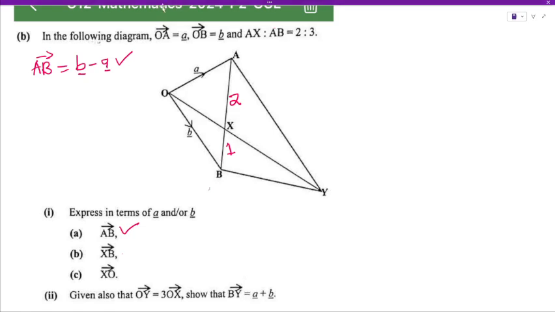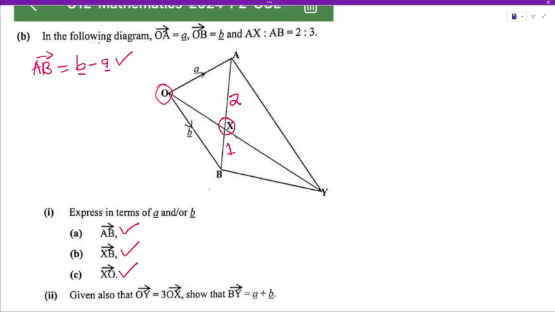Okay, we now go to the second last question, which is asking us to find... So we have found xb. We now need to find xo. So what is xo? We're moving from x to o. So how can you move from x to o?